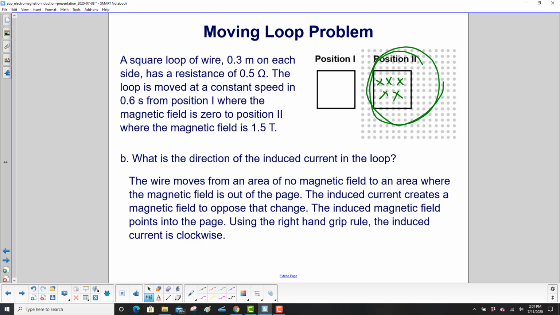So how do we get that? We use the right-hand grip rule, and if we stick our thumb over here, and here's the rest of our fingers, and pretend to grab the wire, we find that that generates a magnetic field into the page, which is exactly what we want to counteract the increasing flux out of the page. So what kind of current flow is that? That looks like clockwise.